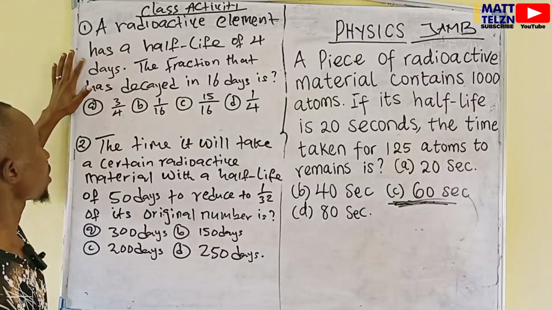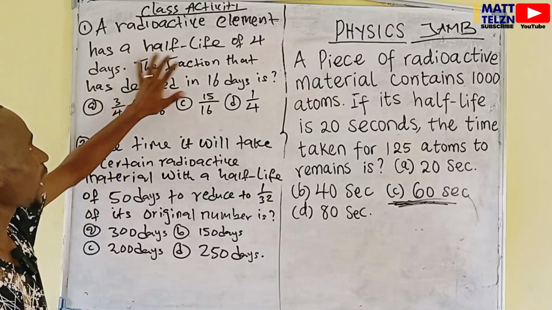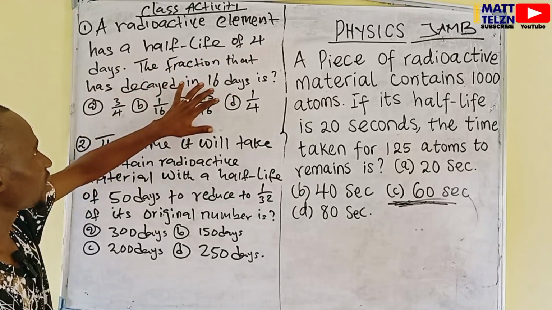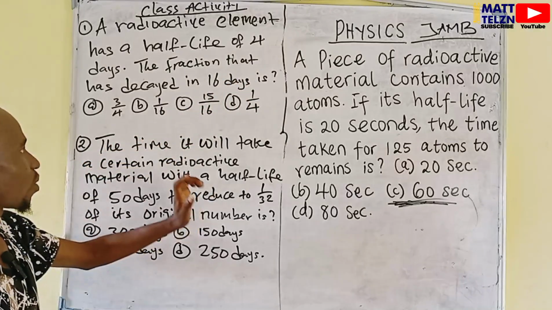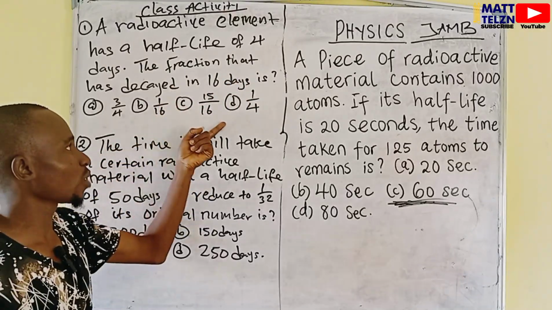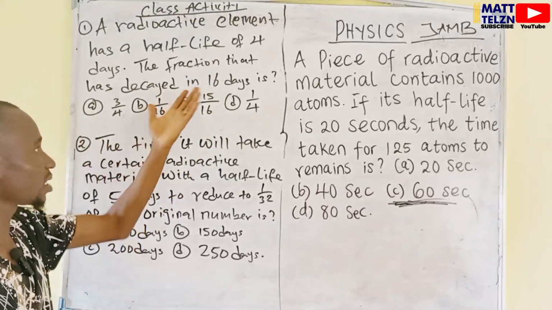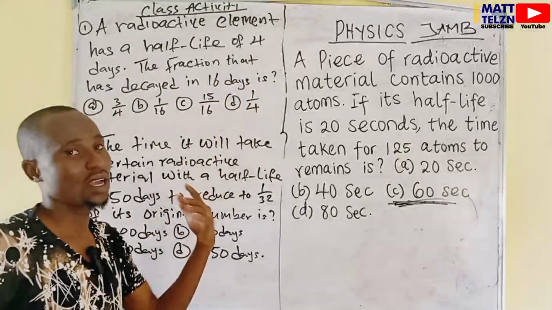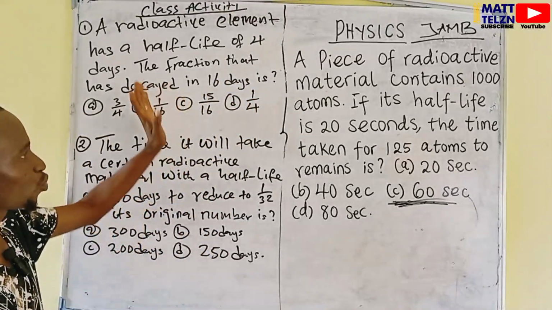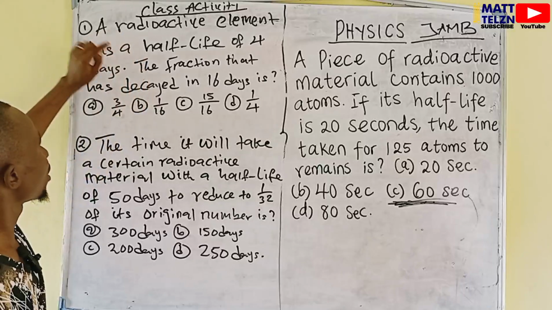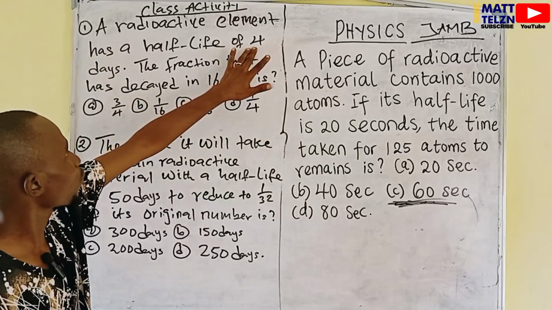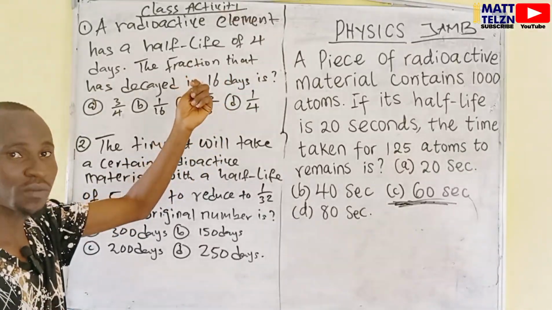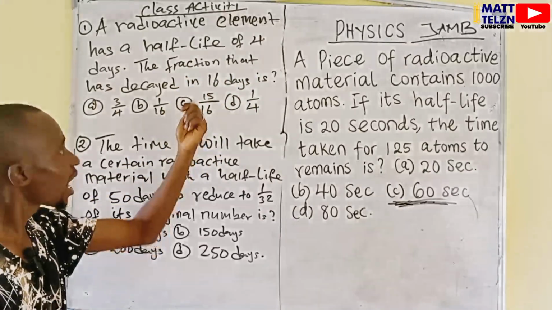Now this is a question that says a radioactive element has a half-life of 4 days. The fraction that has decayed in 16 days is, what is the fraction that we are going to have after 16 days? That is, what is going to be the atoms that will remain after 16 days. In this question, we follow the same principle. After 4 days, half of the atoms will remain. The next one, add 4 to it again. After 8 days, half will remain.